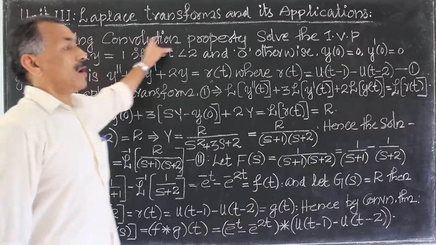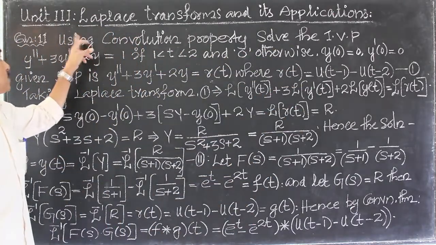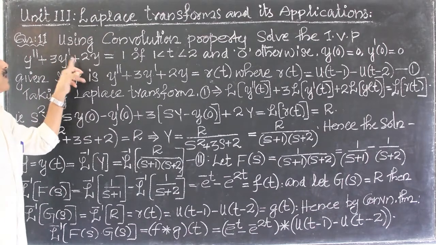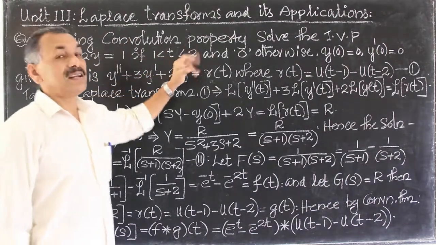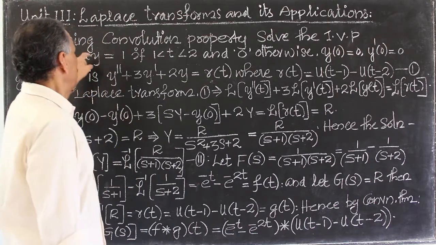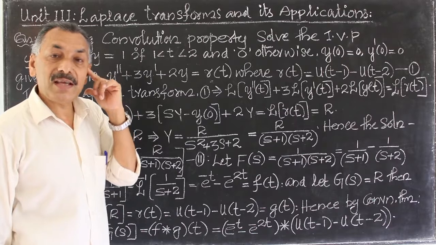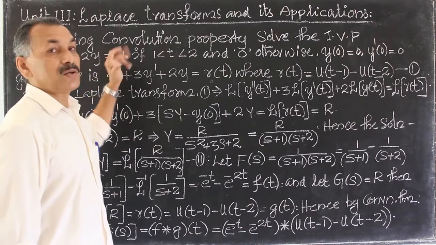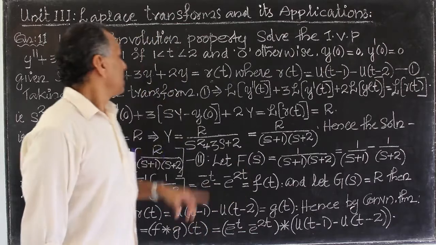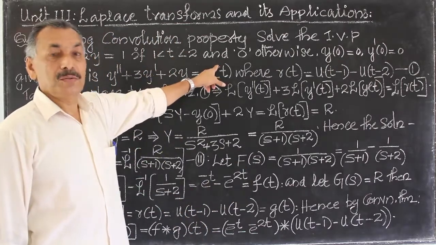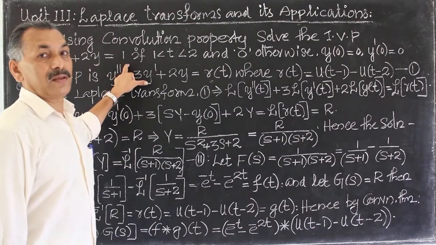Then using convolution property, solve the initial value problem. That's a very important problem. y double dash plus 3y dash plus 2y is equal to 1 if 1 less than t less than 2. Means this right hand side is equal to 1 if 1 less than t less than 2, or if t lies between 1 and 2, right hand side is equal to 1 and equal to 0 otherwise. That means if t greater than 2, then the value of the function is equal to 0.